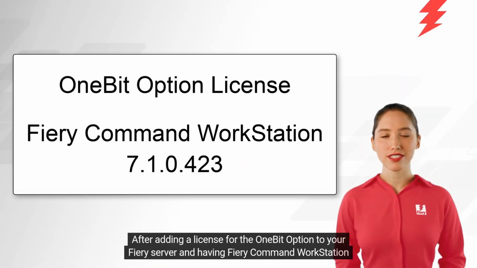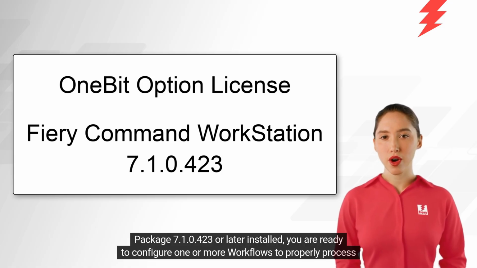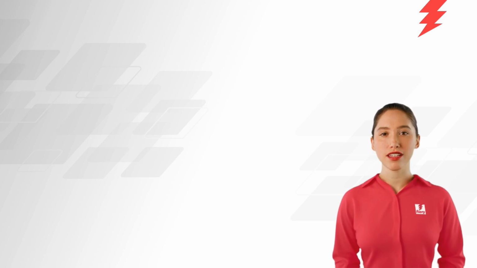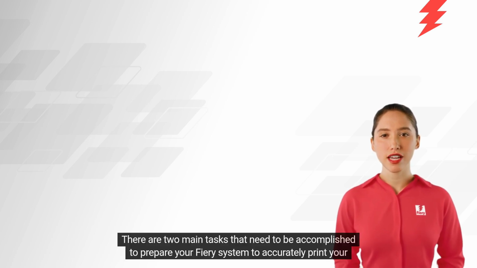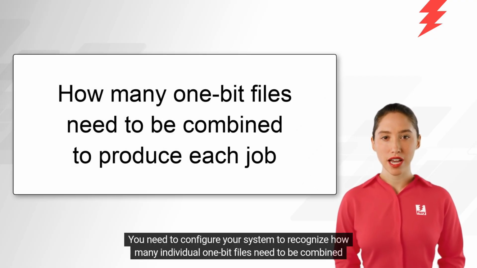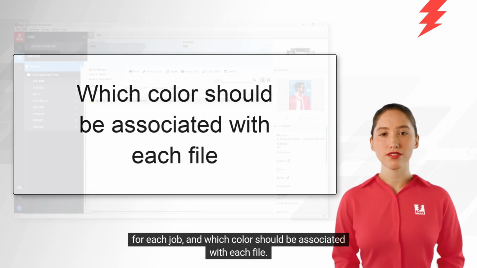After adding a license for the OneBit option to your Fiery server and having Fiery Command Workstation package 7.1.0.423 or later installed, you are ready to configure one or more workflows to properly process and print your OneBit files. There are two main tasks that need to be accomplished to prepare your Fiery system to accurately print your OneBit files. You need to configure your system to recognize how many individual OneBit files need to be combined for each job, and which color should be associated with each file.